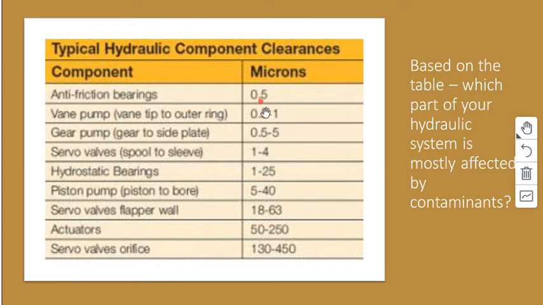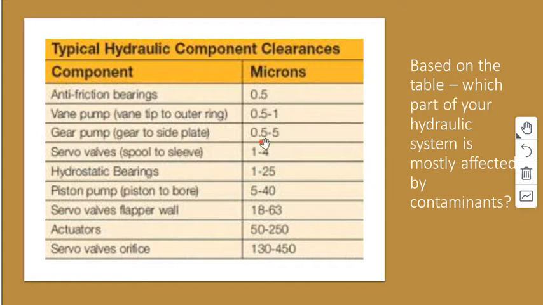Then we've got a vein pump, the vein tip to outer ring. It's between 0.5 and 1 micron. So it's just the size of a bacteria. That means it's so tight that the average bacteria would get crushed if the vein pump goes past it. So you can see there's hardly any clearance whatsoever. If you've got filings in your oil, some metal filings, and they get caught up with the vein pump, it'll cause damage to the pump, and you'd start getting massive leakage.